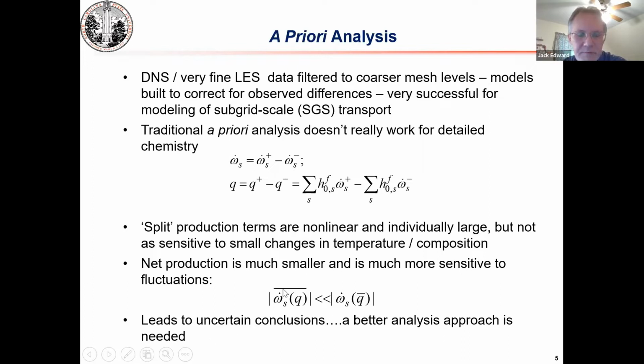So that's why, if you evaluate a chemical source term using filtered mean data and compare it with the filtered chemical source term, you see this huge difference in the values. So that basically leads to uncertain conclusions. You don't really know how well the model is going to do because of this extreme nonlinearity, really caused by the differences in large numbers.